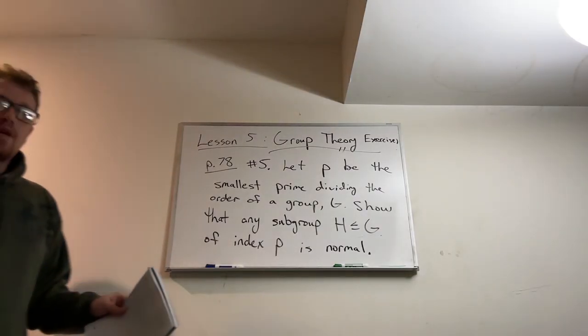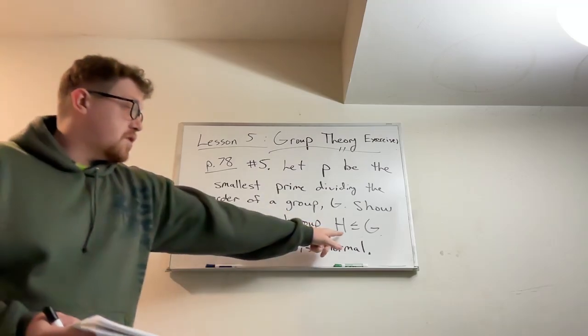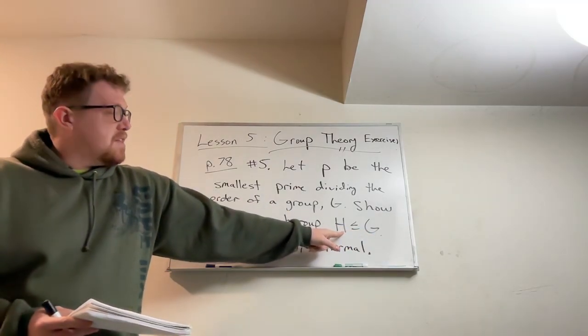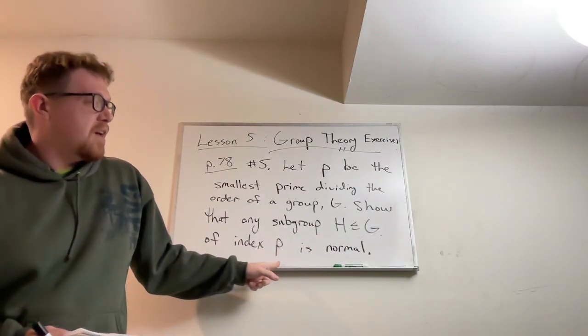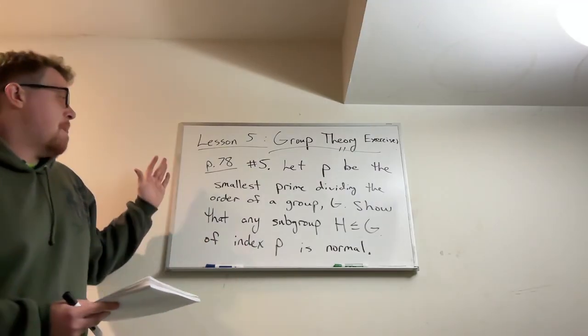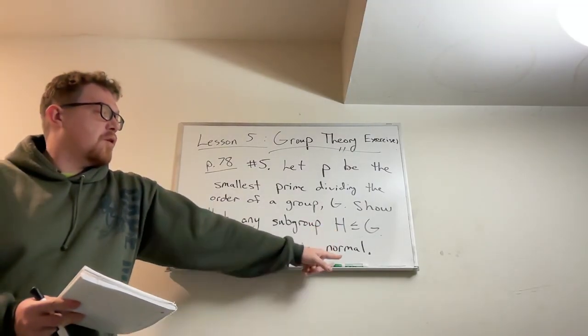So hopefully the question is clear, right? A subgroup inside of a bigger group, however big the size of H is, G is p times as big because the index is p. That's another way of phrasing it. And now we want to show that necessarily this subgroup is normal.